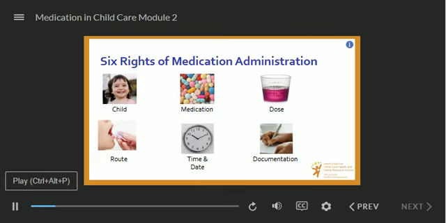The 6 rights of medication administration are: right child, right medication, right dose, right route, right time and date, and right documentation. In the following slides, each right will be discussed in greater detail.